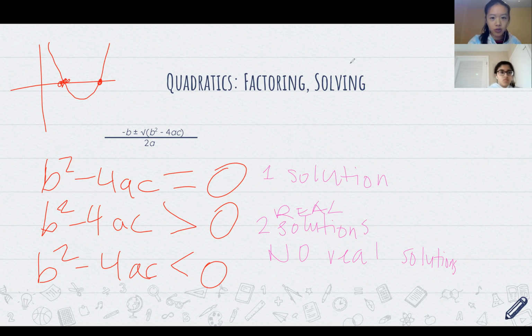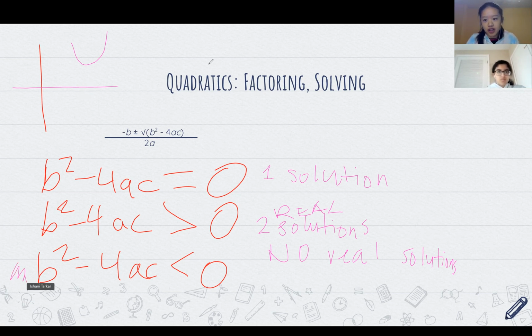And what this means for the graph is that the graph is not actually crossing the x-axis. Since the solutions to the quadratic equation are basically the intercepts, and this graph doesn't have any intercepts, it won't have any solutions, at least no real solutions.